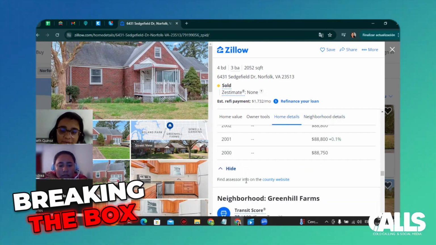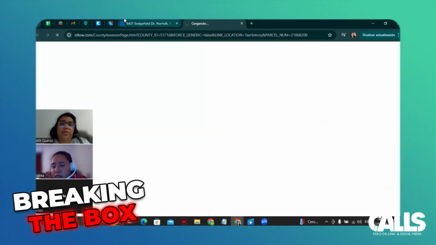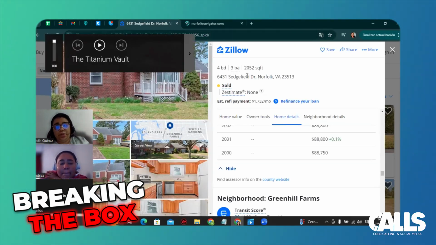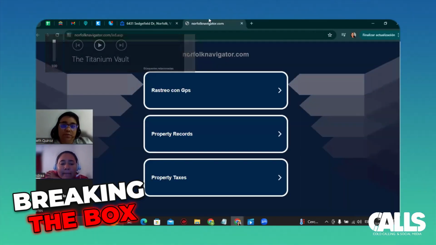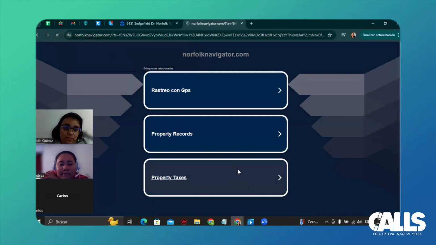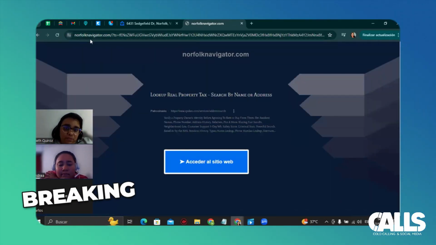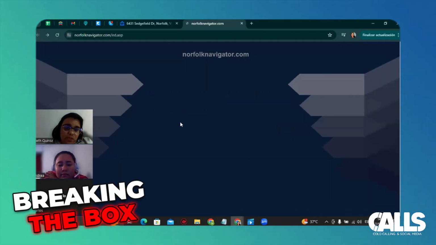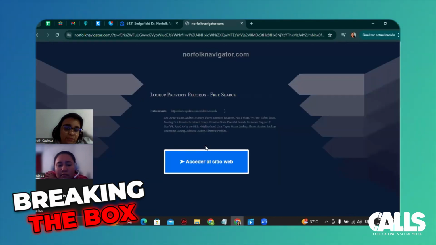You see this? Find assessor info on county website. We're gonna go look for the story of the property. Vamos a ir a sacar. Let's go find the skeletons. Not taxes, property records.